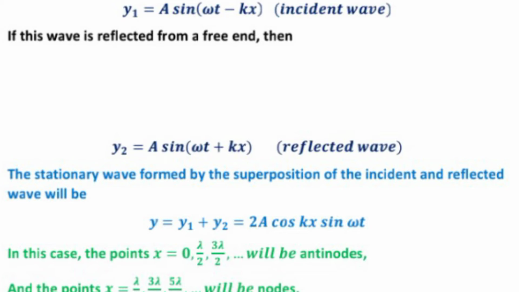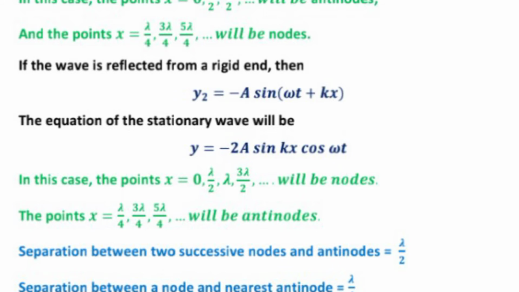In this case, the points x equals 0, lambda upon 2, 3 lambda upon 2 will form antinodes. At the points x equals lambda upon 4, 3 lambda upon 4, 5 lambda upon 4, nodes will be formed.